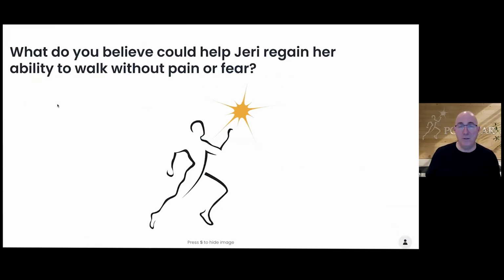So what do you believe could help Jeri regain her ability to walk without pain or fear? So we're talking about walking. What are some things that, based on her inability to walk too far, a little loss of dexterity in her feet. By the way, her goalpost, she was able to get the head within 1 inch of the wall, and her arms were up, but they were not touching the wall, and she could not do the V.